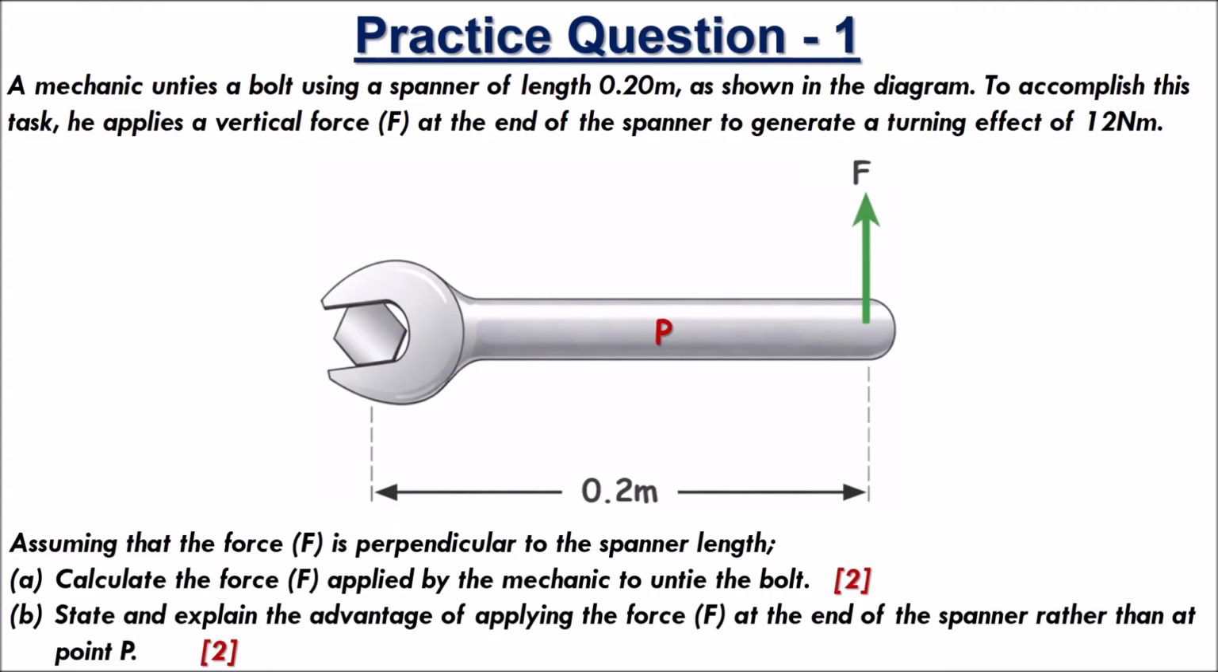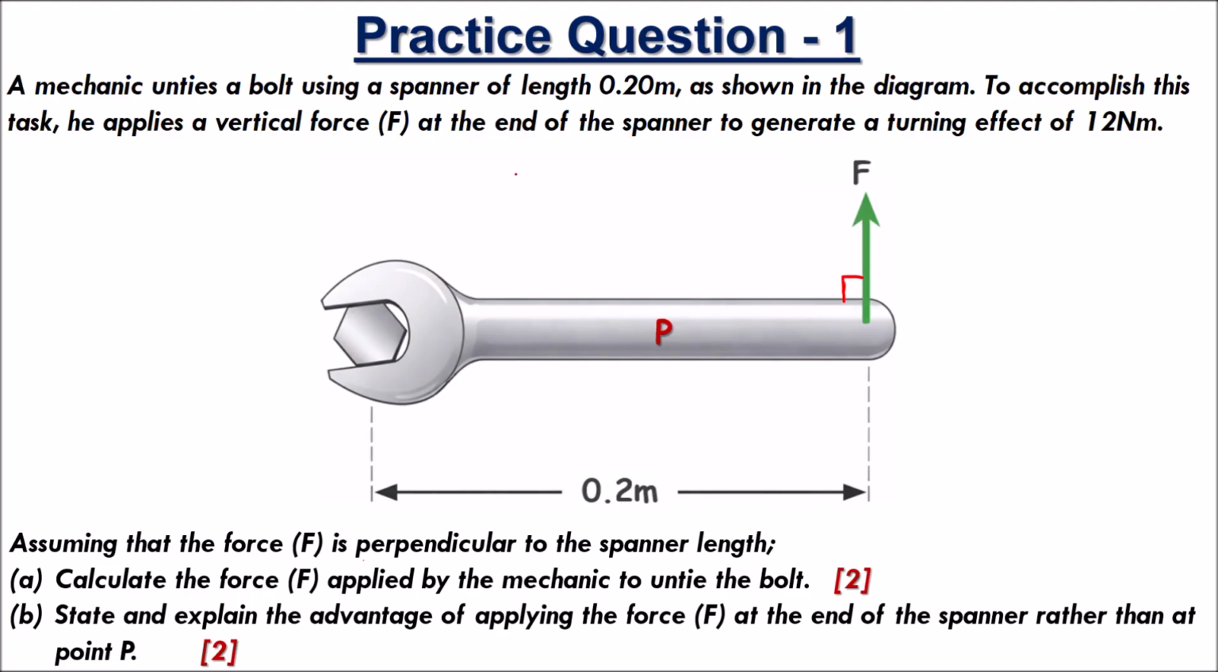Practice question 1. A mechanic unties a boat using a spanner of length 0.20 meters, as shown in the diagram. To accomplish this task, he applies a vertical force F at the end of the spanner to generate a turning effect of 12 Newton meters. Assume that the force F is perpendicular. So they are saying the force F is perpendicular to the distance. Calculate the force F applied by the mechanic to untie the boat.